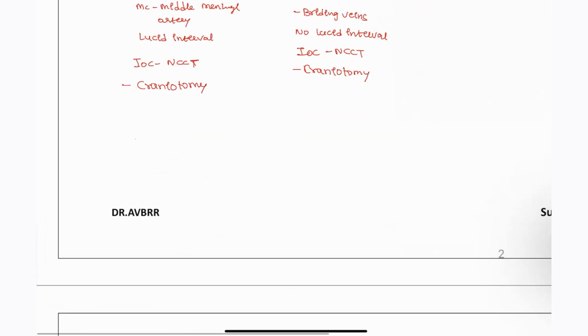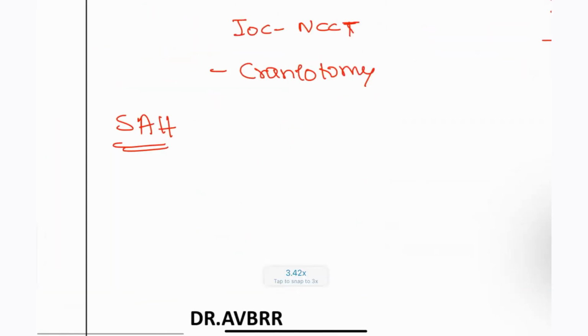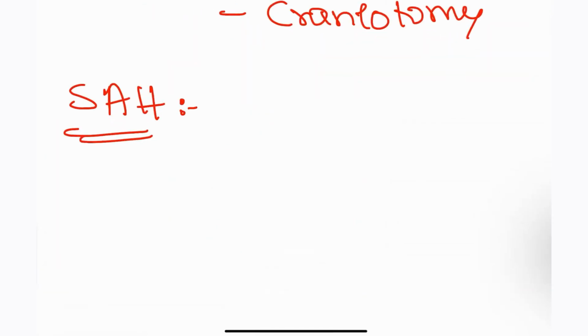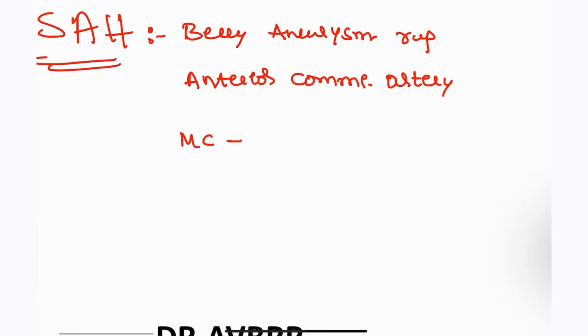Okay. Next, SAH, subarachnoid hemorrhage. So what is the most common cause for the subarachnoid hemorrhage, guys? Berry aneurysms, and most commonly the anterior communicating artery is involved in the patients of SAH. The most common cause of rupture will be hypertension, that is seen in this patient.